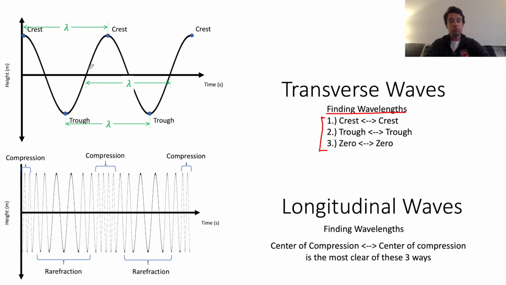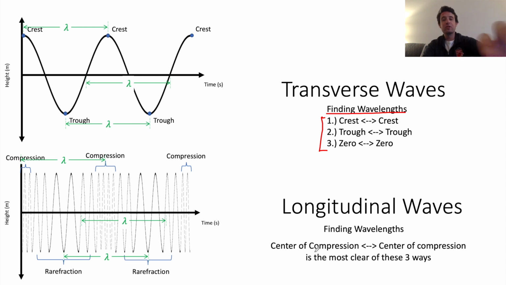The same thing is true then for a longitudinal wave. You could look from crest to crest, or from the middle of each compression, or the middle of each rarefaction, or if you can find it, you can kind of see where it's halfway between a rarefaction and a compression, and you can measure that one wavelength.